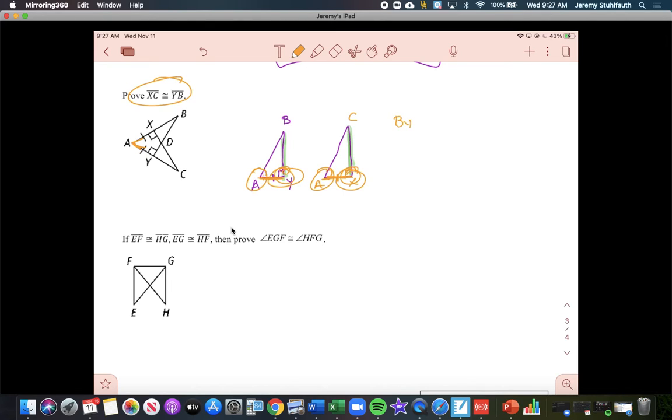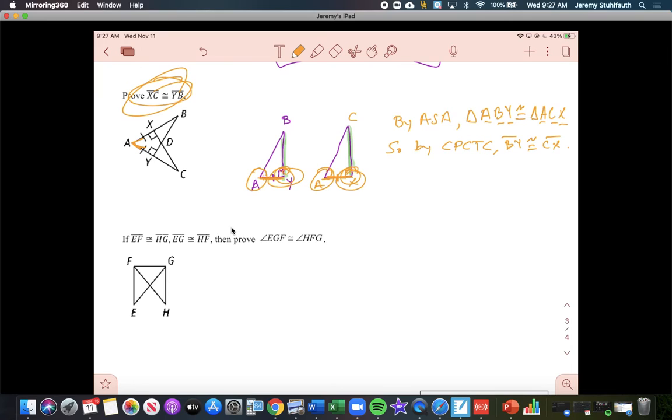So by angle, side, angle, we know that triangle ABY is congruent to triangle ACX. Again, remember, A corresponds with A, B corresponds with C, Y corresponds with X. You got to make sure that's in the right order. So by CPCTC, we know that BY is congruent to CX, which is what we wanted to show. I wrote it the other way around, same thing. You could write it that way, and it's the same thing.